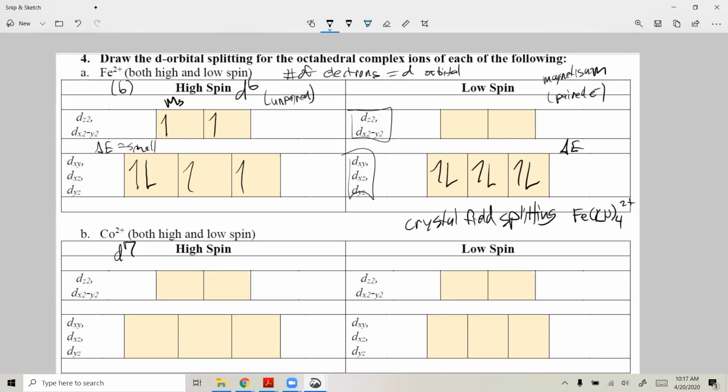So go ahead and draw out your cobalt. And what does its high spin state look like versus its low spin state?